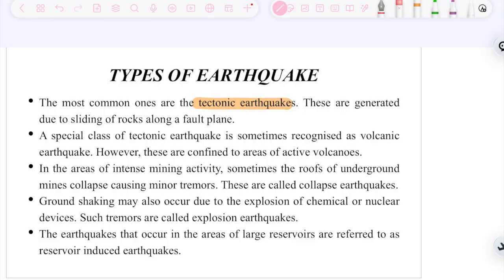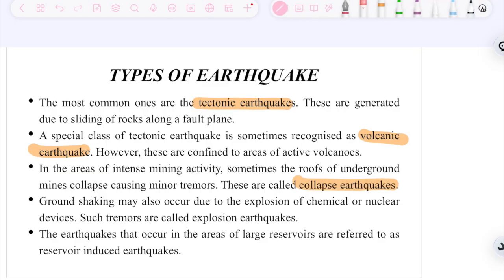A special class of tectonic earthquake is called volcanic earthquake. However, these are confined to areas of active volcano. When there is an active volcano and a huge amount of magma, dust particles, boulders, rock particles and gases are all released, and a large amount of energy is coming out of earth, it can also lead to some shaking of earth, and it is called volcanic earthquake. In areas of intense mining, sometimes the roof of underground mines collapses, causing minor tremors. This is called a collapse earthquake.